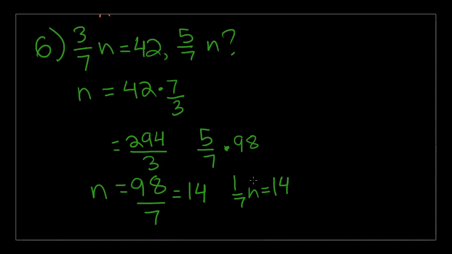Now, if 1/7 of n is equal to 14, you just need to multiply 14 times 5 to get 5/7 of n. It's sort of just like addition. 5/7 of n is 1/7 of n plus 1/7 of n, so on and so forth. So 14 times 5 is 70, and that is choice A.